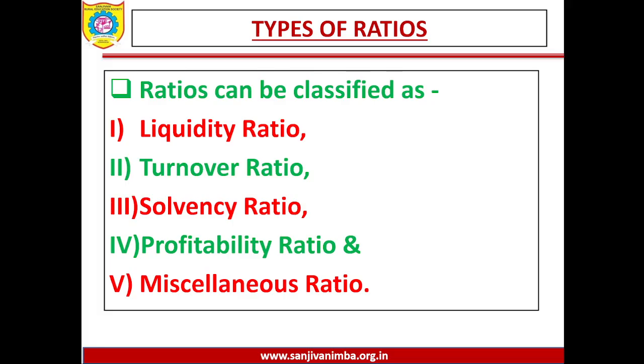So, in the same context, ratios are majorly classified into four types. They are liquidity ratio, turnover ratio, solvency ratio, and profitability ratio. Liquidity ratios are the ones which will help you understand the short term money availability condition of the company, or the ability of a company to repay its short term obligations.